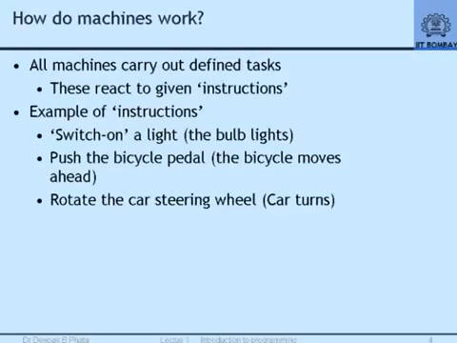This is the first observation. All machines do certain defined tasks, and no machine does a task on its own. It requires to be instructed. So these react to given instructions. Take one of the most familiar machines, bicycle. Everybody is familiar with bicycle? It's a machine. So when you pedal, when you press the pedal, you are actually instructing the machine to move forward. When you move the handle left or right, you are instructing the machine to turn left or right. Of course, the balancing act you have to do yourself. But the machine reacts instantly to your instruction.